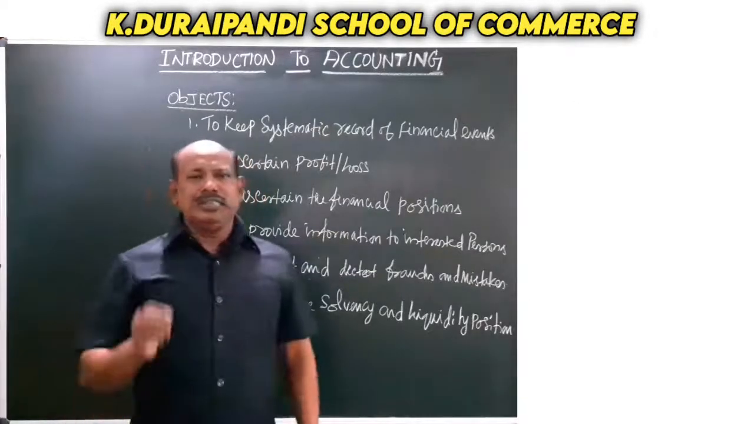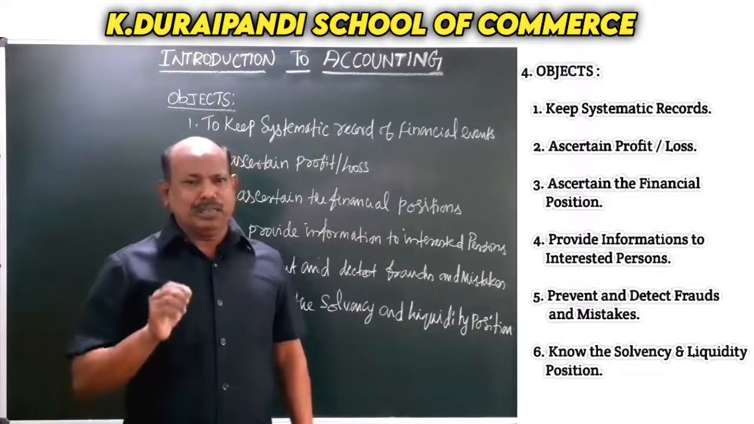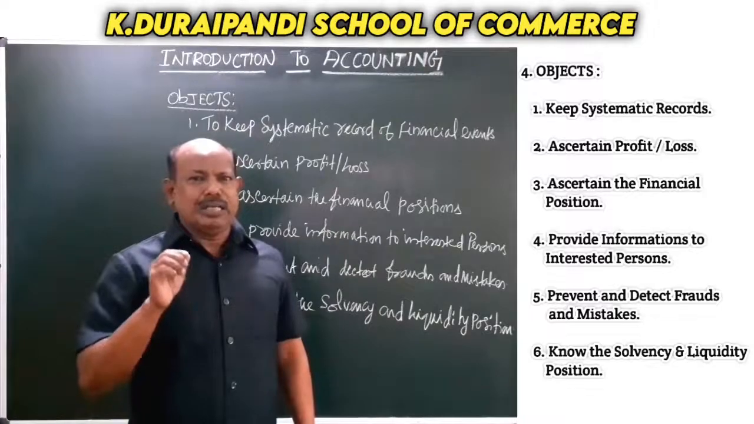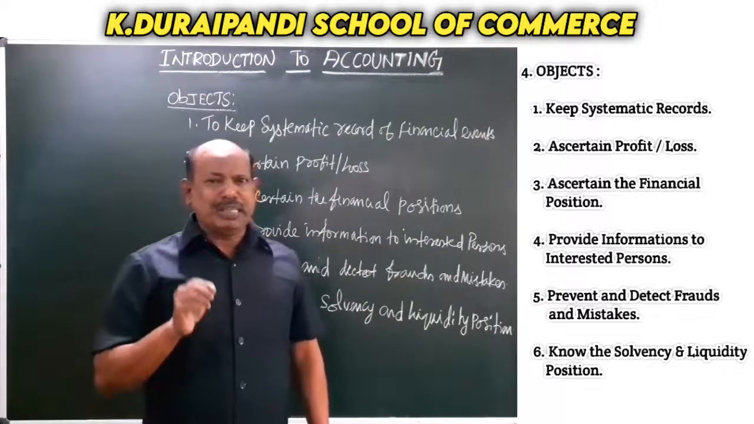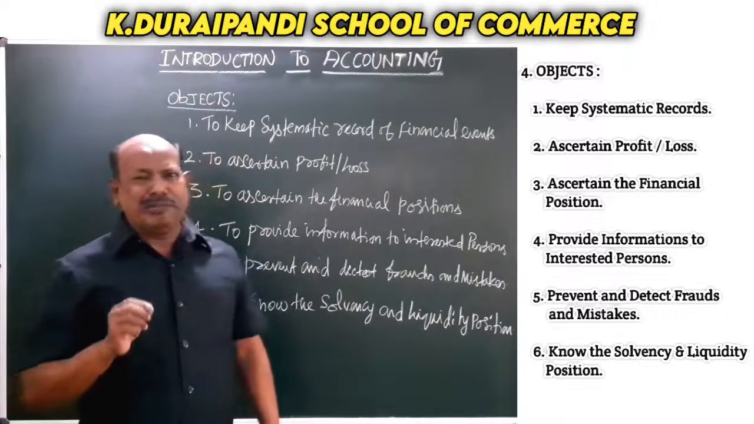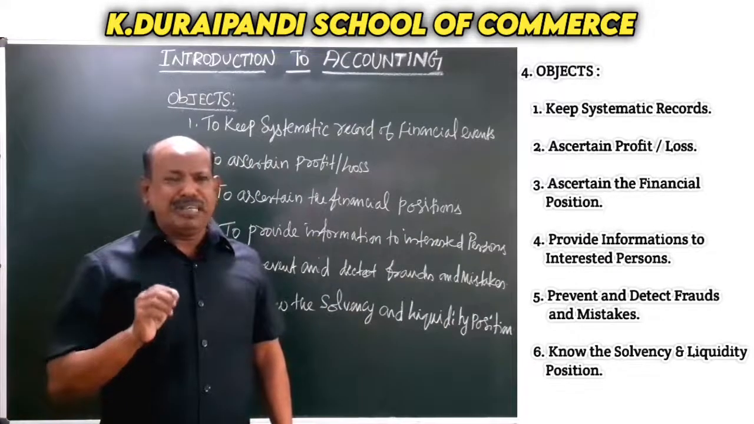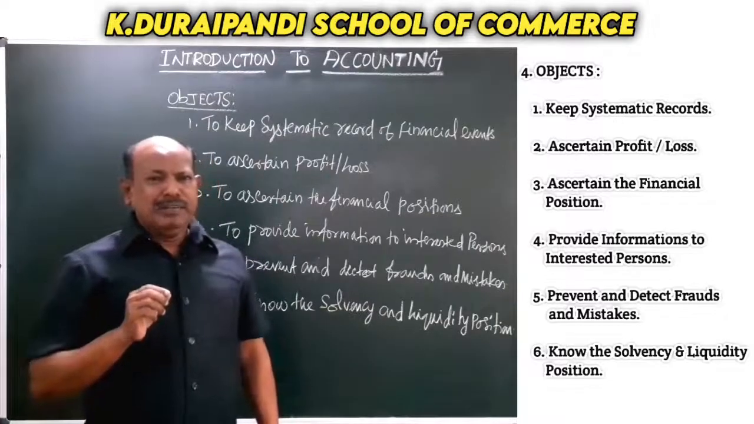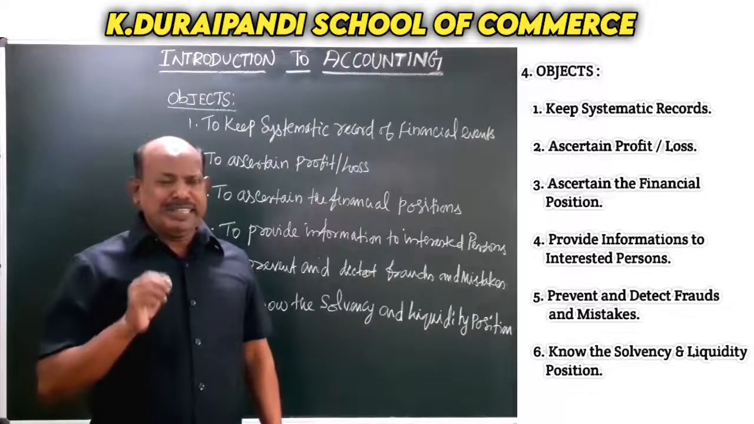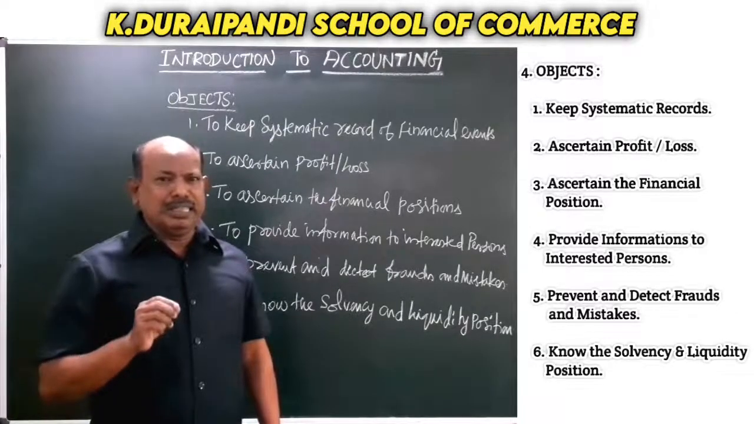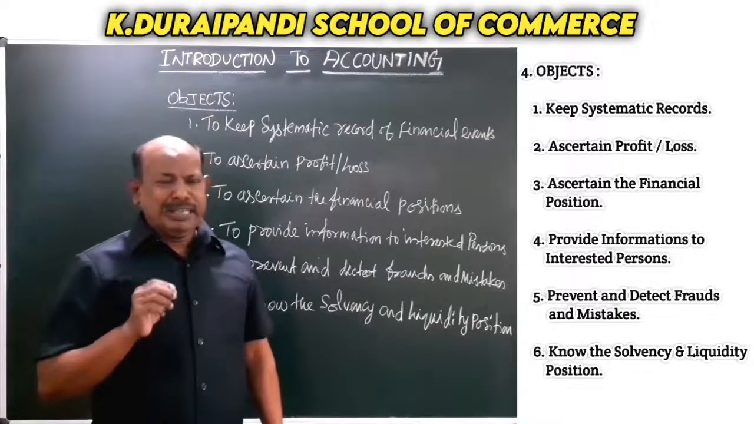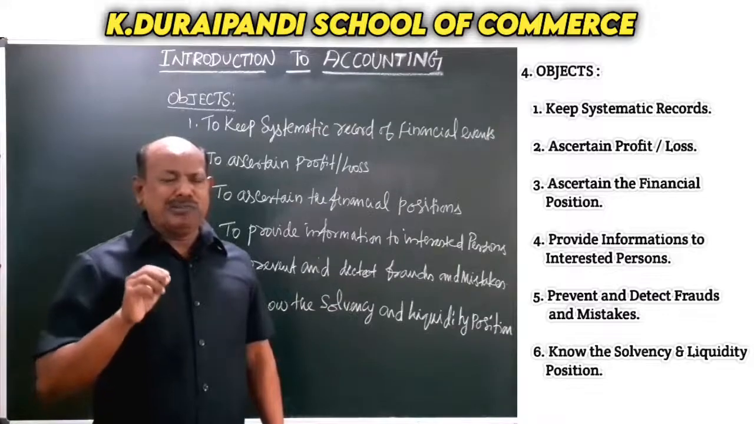Now we have to discuss the objects of accounting. We are going to see the important objects of accounting. The first object of accounting is to keep a systematic record of financial information or financial events. We are maintaining a separate record regarding sales, purchases, income, expenses, assets and liabilities. It will be useful in future.